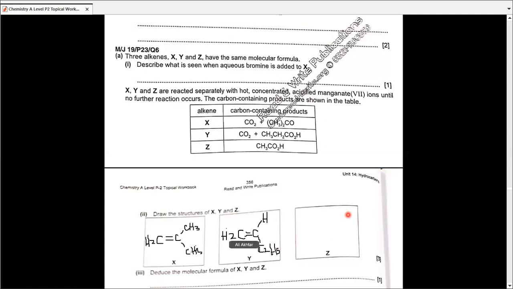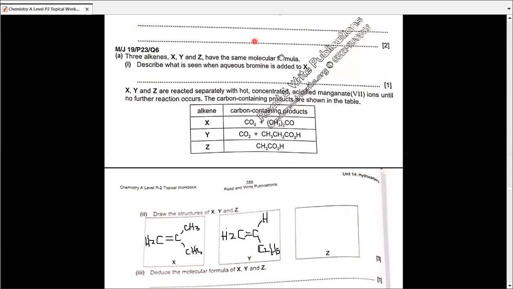This would be for Y, and Z, only one product. So it shows that Z is a symmetrical alkene, right? So I won't draw it, but I'll say it verbally. On one side of the carbon-carbon double bond will be one hydrogen atom and one methyl, and the same would be for the other side. Good. Butene, exactly.